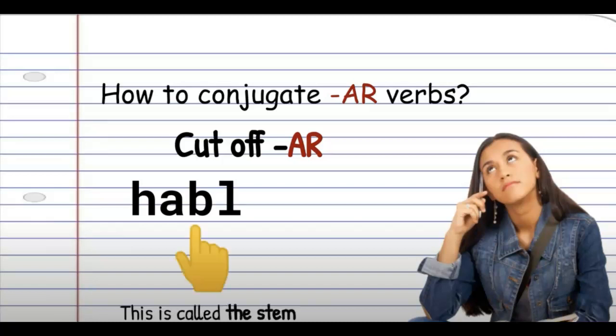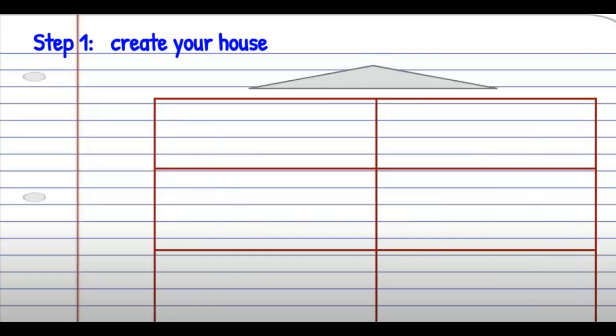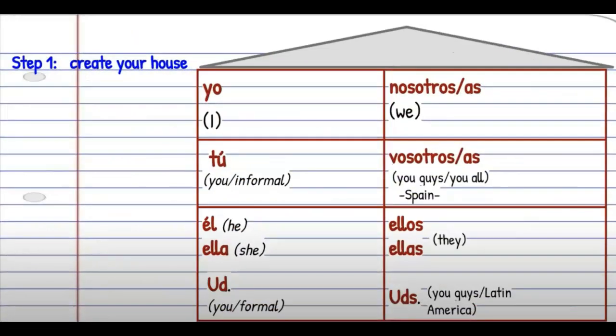Just like in English, you will use talk, talk, talk, talk, talk. And then for some of them, you will add an S. You can create your box. We're going to call it a house here, but you create your box. Then you put your pronouns, okay? Yo is I and tú is you, right? You put all your pronouns: él, ella, usted, nosotros, vosotros, ellos, and ellas. Look at their meanings in English. So that's your second step.